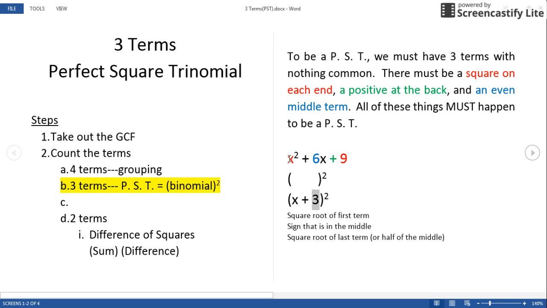Now, as long as there's no coefficient with this, there's a trick that can make this maybe a little bit easier for us. For it to be a perfect square trinomial, the square root of the back also matches half of the middle term. What is half of 6? Half of 6 is 3. Square root of 9 is 3. So for most people, doing half of 6 to get this 3 is easier than doing square root of 9. Those things must match if it's a perfect square trinomial when there's no coefficient involved.